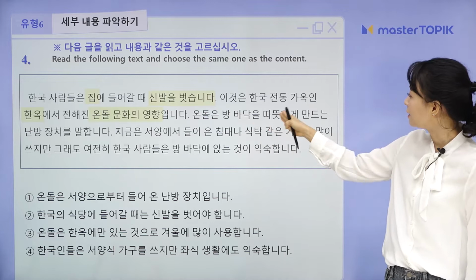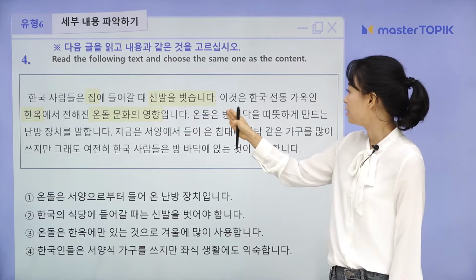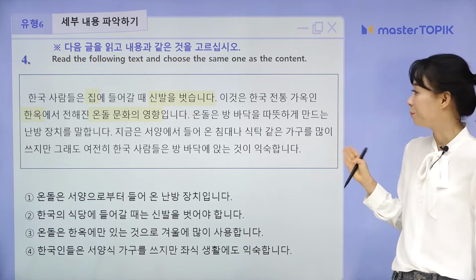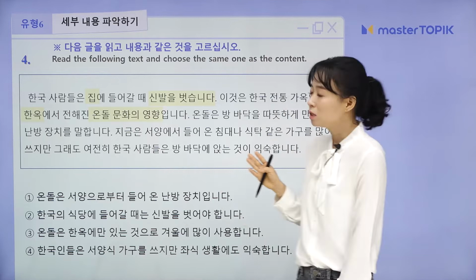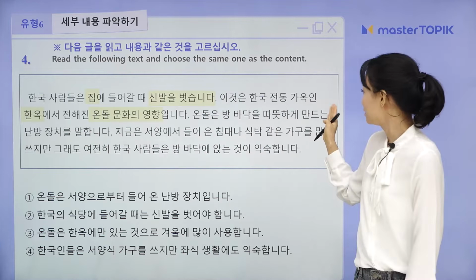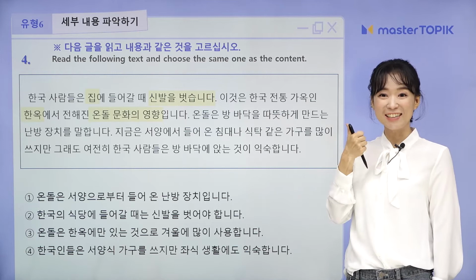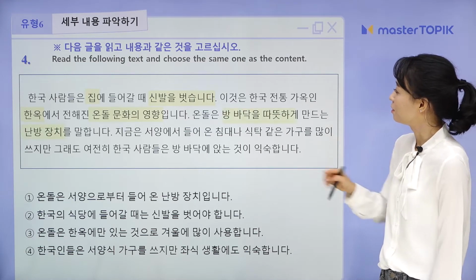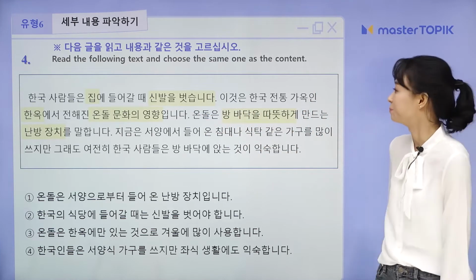온돌은 방바닥을 따뜻하게 만드는 난방 장치를 말합니다. 온돌 is 방바닥, room floor, 따뜻하게 만들다, make it warm. 난방 장치, heating system. 말합니다, it refers. So 온돌 refers to the heating system that warms the room floor. Oh, it sounds nice, isn't it? Then, what is the keyword? What does 온돌 do? It is a heating system that warms the room floor.